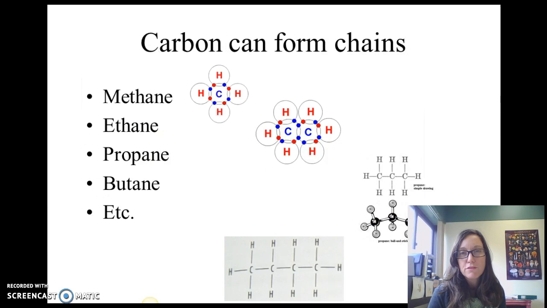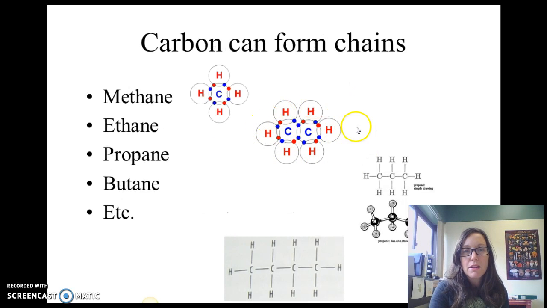Carbon often forms chains, and here are some simple carbon chains. Methane is shown right here. This is 1 carbon covalently bonded to 4 hydrogens. So the hydrogens are shown in red, and their valence electrons are shown as red dots. The carbon is shown in blue, and its valence electrons are shown as blue dots. And so each bond is a pair of electrons being shared by a carbon and hydrogen. Okay. So here are the pair of electrons. These are single covalent bonds.